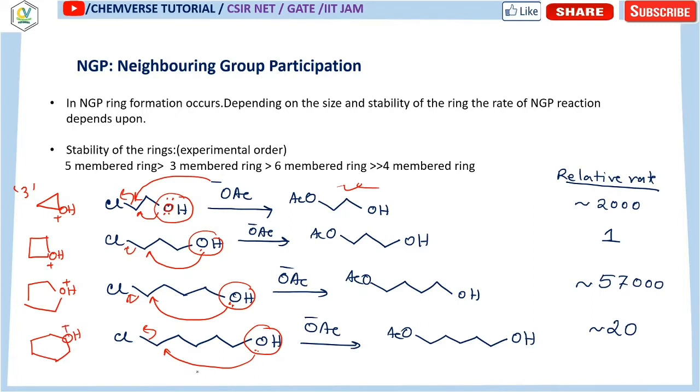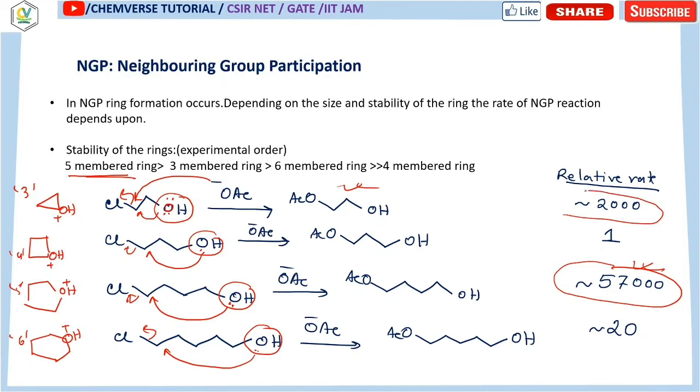Okay. So these are the different ring sizes: 3, 4, 5 and 6. Now the experimental order is that the 5-membered ring is the most stable. That is reflected in the relative rate. Over here the relative rate is around 57,000, the highest rate. Now the second one is the 3-membered ring formation.